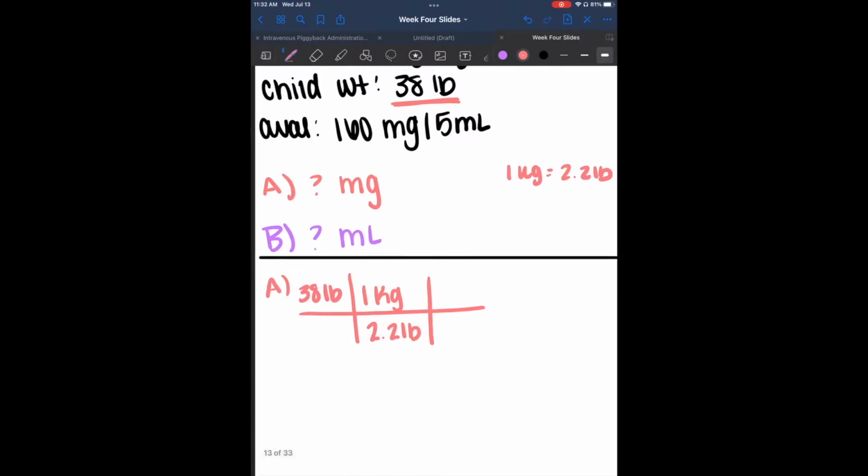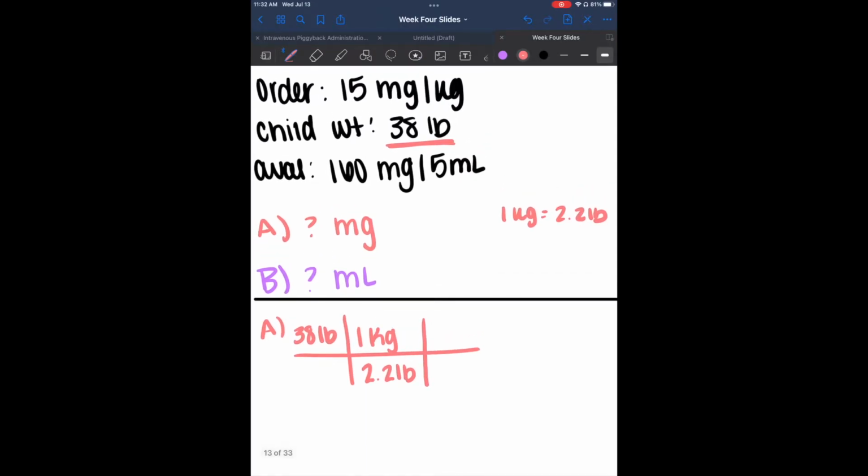So in this case, it is 15 milligrams over 1 kilogram, because this is saying that they're getting 15 milligrams per 1 kilogram. So at this point, pounds cancel out, kilograms cancel out. We're left with milligrams, which is what we need. So we can start multiplying across the top and the bottom.